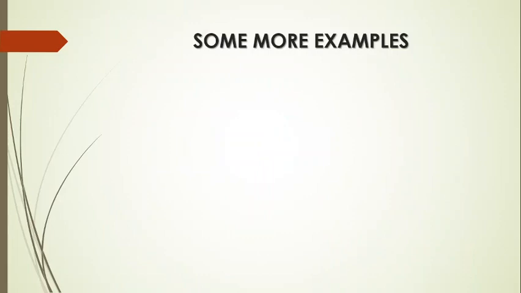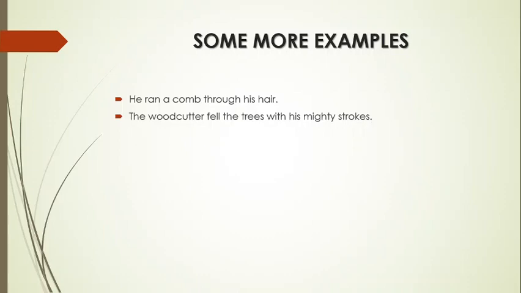Let's take a look at some more examples. He ran a comb through his hair. The woodcutter fell the trees with his mighty strokes. The farmers grow lentils in this field. So all the verbs in these sentences have their own objects. If we ask, the woodcutter fell what? We get the answer, the trees. The farmers grow what? We get the answer, lentils. So these verbs have their own objects, and hence we can say these are all transitive verbs.